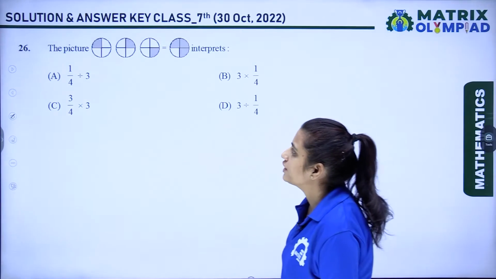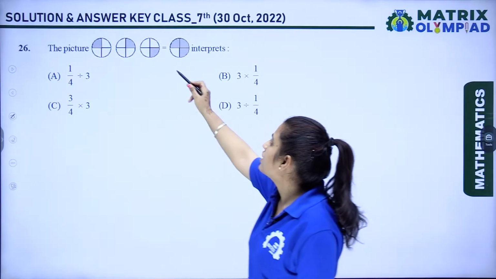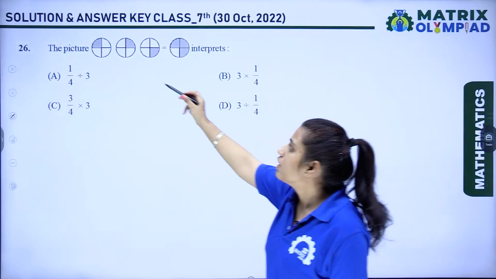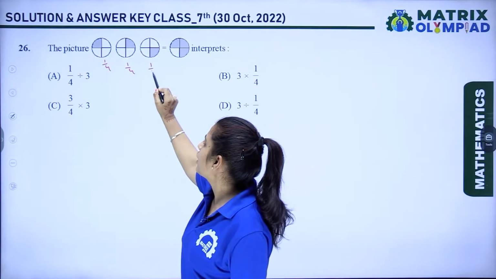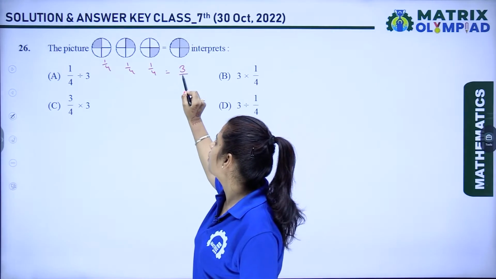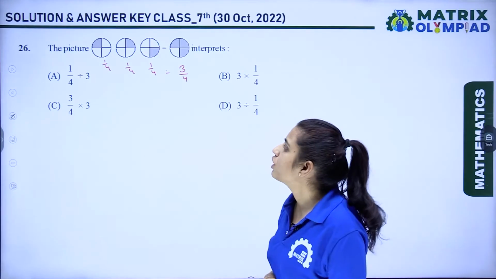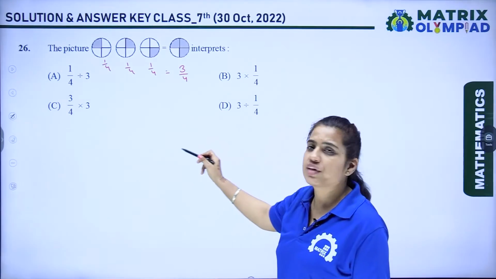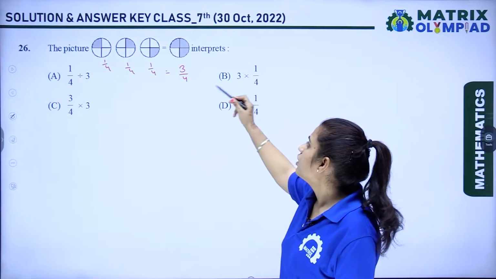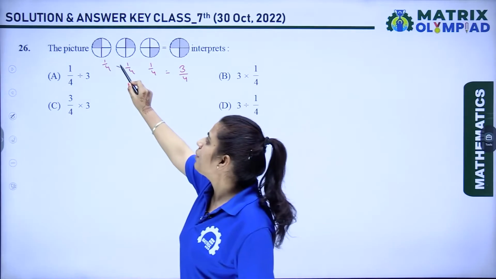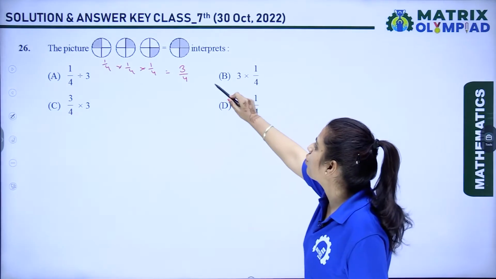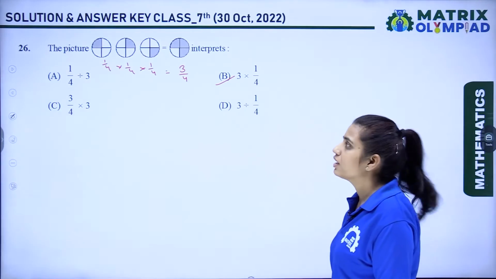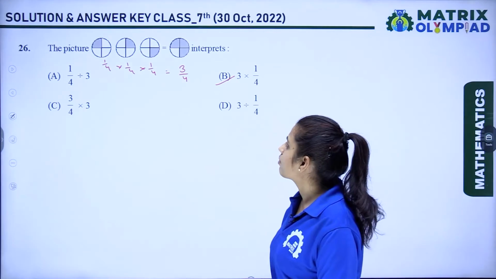Question 26 is, the picture interprets. Here we have 1 by 4, 1 by 4, 1 by 4 shaded part, and this will be equal to 3 by 4. From the figure we can observe that 1 by 4 is multiplied 3 times. So according to the options, option B is the correct answer.